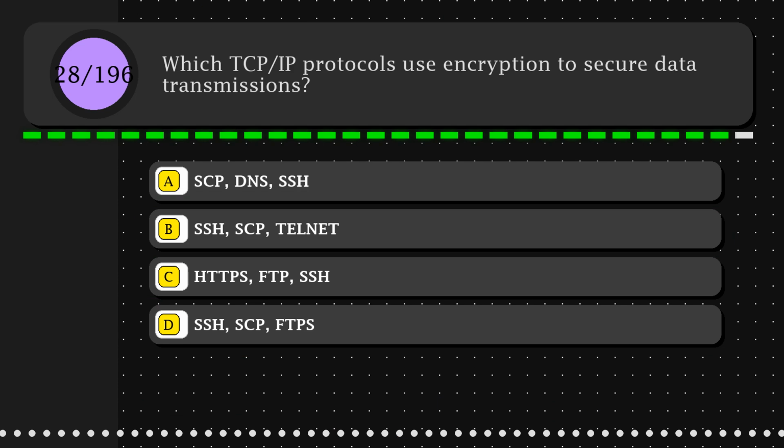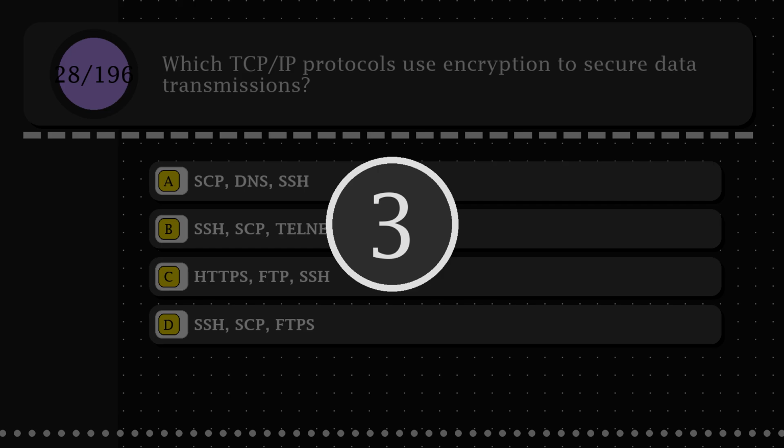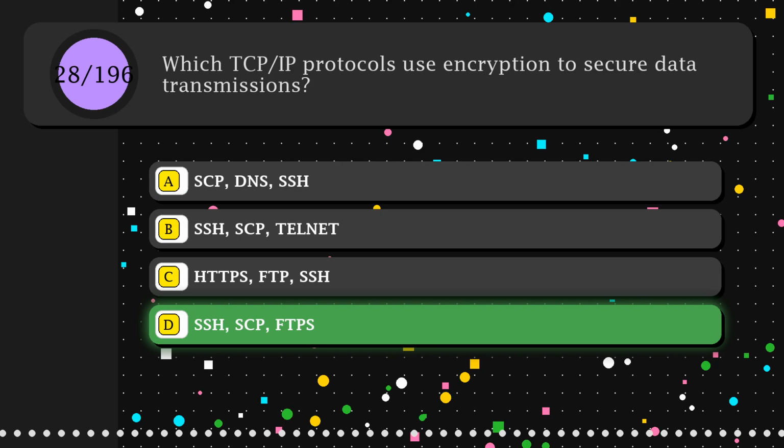Question 28. Which TCP/IP protocols use encryption to secure data transmissions? Option A. SCP, DNS, SSH. Option B. SSH, SCP, Telnet. Option C. HTTPS, FTP, SSH. Option D. SSH, SCP, FTPS. The correct answer is option D, SSH, SCP, FTPS.